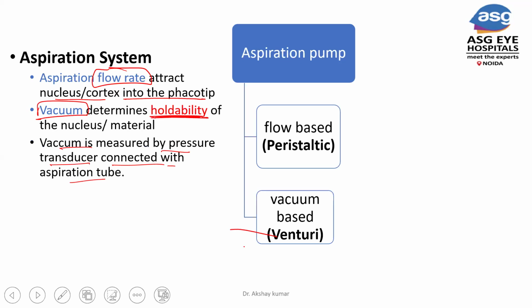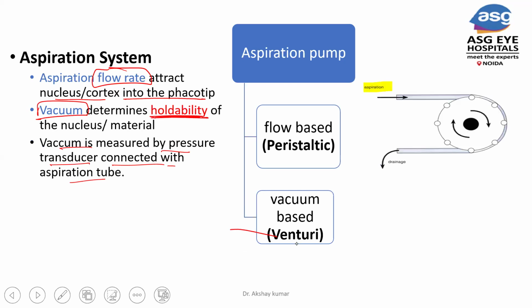So we will talk about the basic pumps we have available. First is the aspiration pump, the flow-based pump, and the second is the Venturi-based pump. The peristaltic pump is called flow-based. Why? Because the peristaltic pump directly controls the aspiration flow rate. So that is why it is called flow-based.